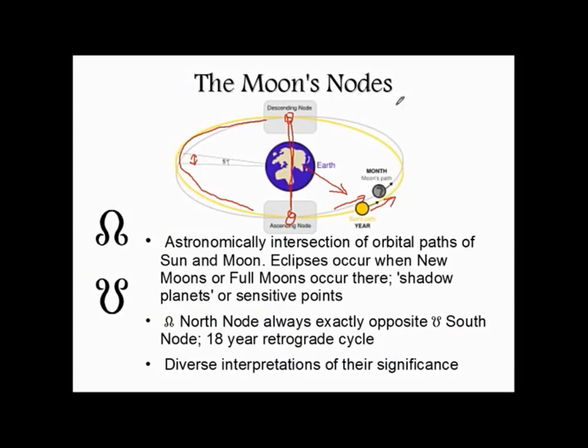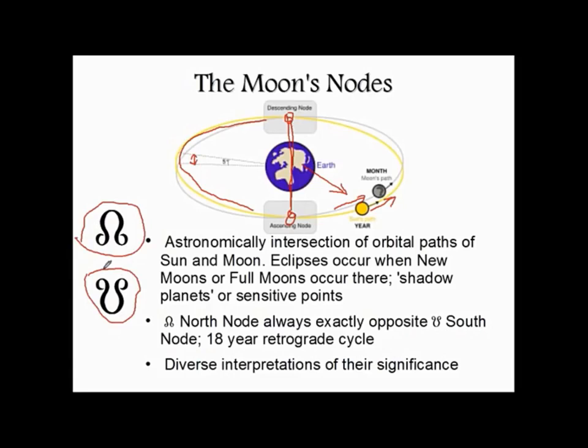So basically, the moon's nodes are associated with mythology. This is the symbol for the north node. It looks a little bit like Leo. Traditionally, the north node is called the dragon's head, and the south node the dragon's tail. And this idea of a dragon is interesting in Vedic astrology.